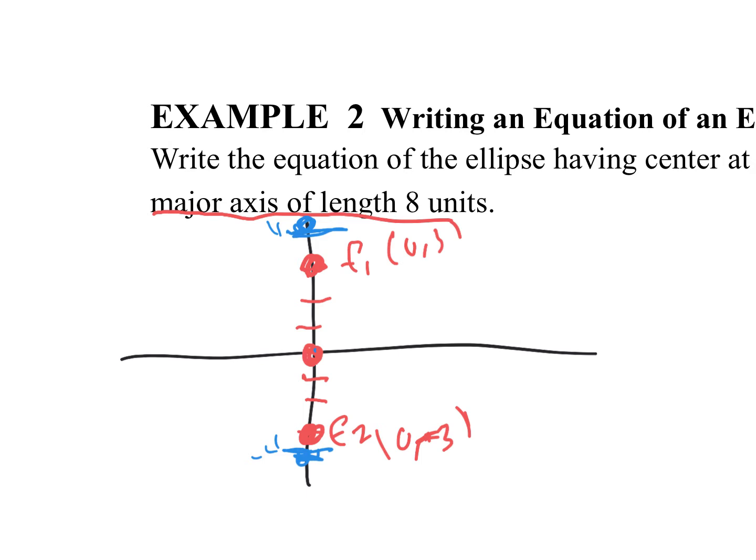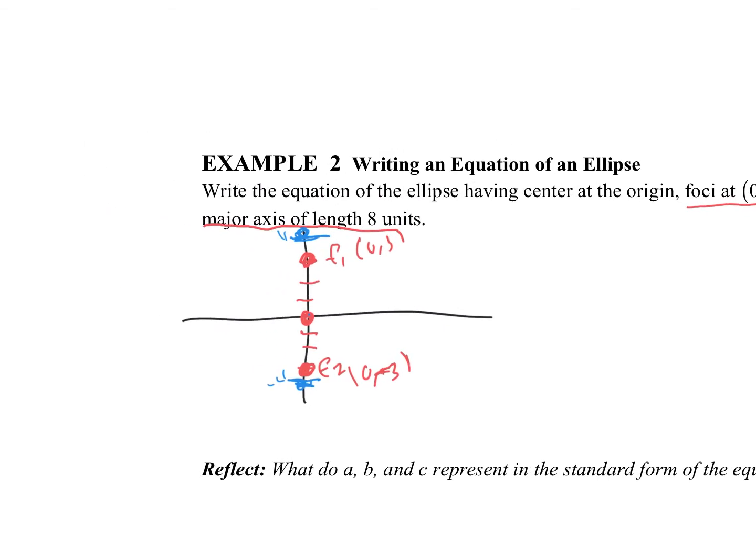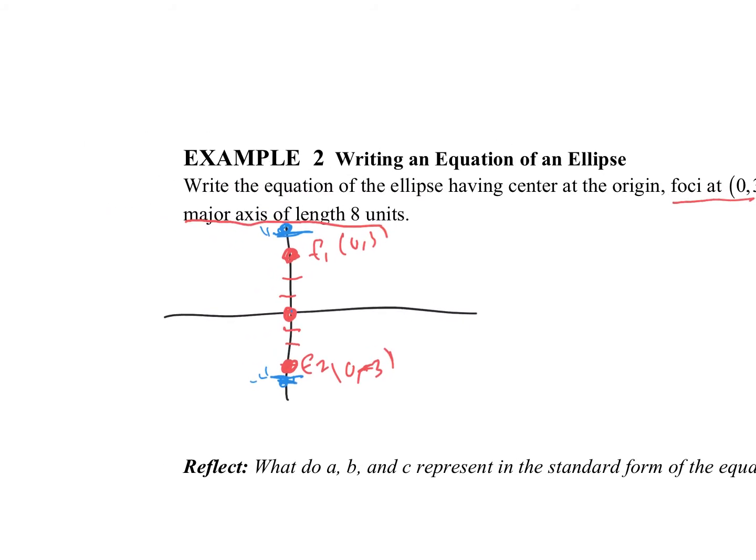Did he tell me where the other vertices of the minor axis go? No, he doesn't. So let me just pretend to draw what it could look like. It's a vertical ellipse. So I know part of my equation. Let's see, it's centered at 0, 0, so I know I got x squared over, well, it's not horizontal, so I don't know what b squared is. But I do know what a squared is.